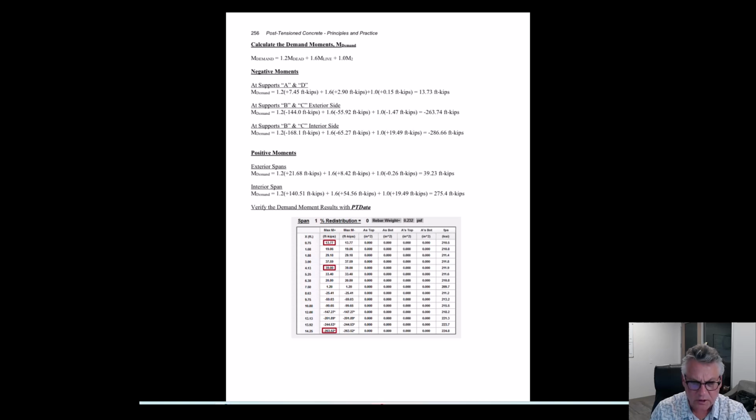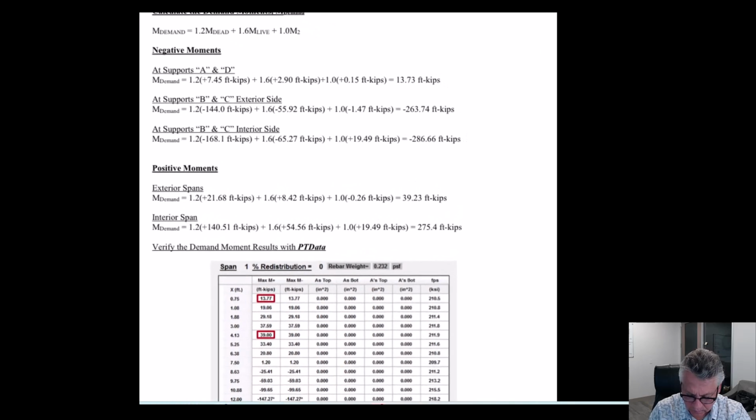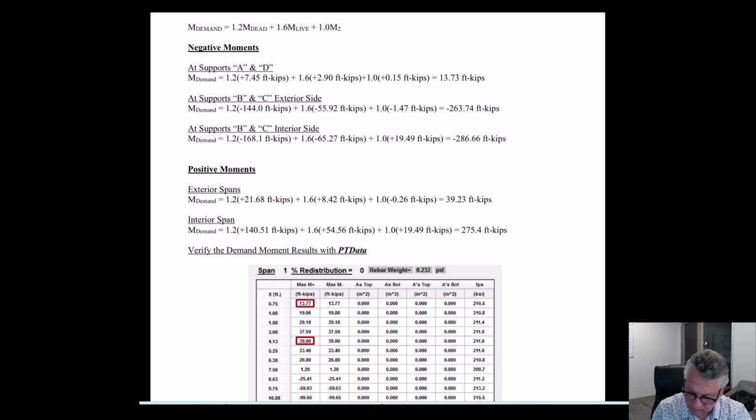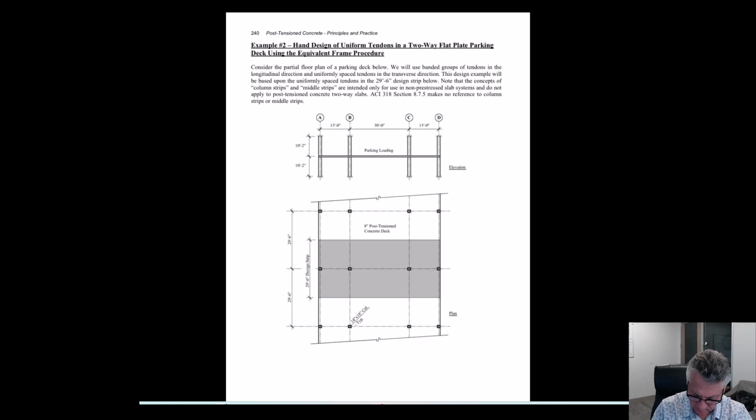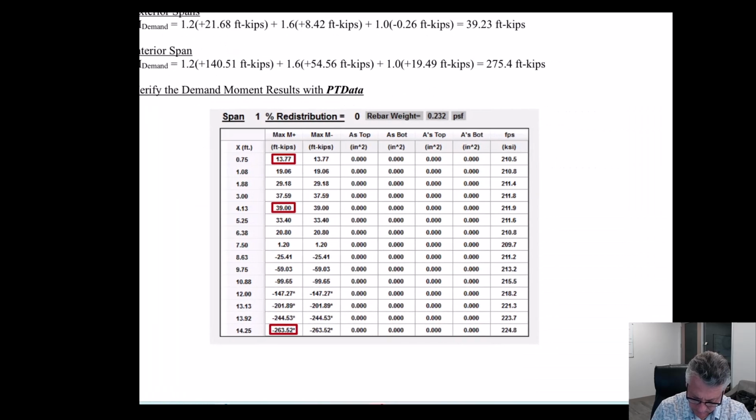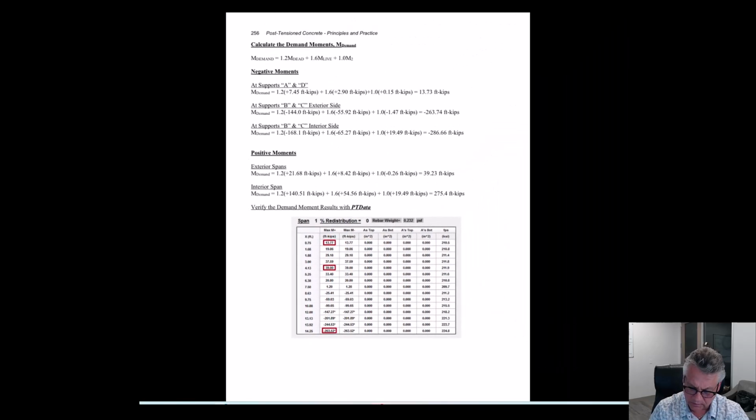I've brought that first page back because there's a reason. I want to talk about it in a minute. But okay, so we see where we're going. It's supposed to be C exterior side, 263.74. 263.52. Sorry about the flying all over the place. Looks like it works though. Looks like our distribution factors were correct. Our moment distribution was correct. The numbers we're getting are correct. So these are the demand moments.